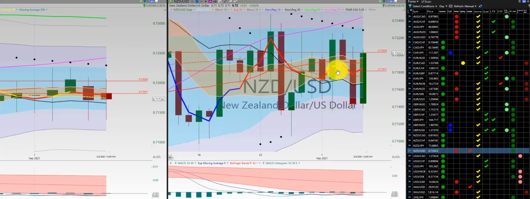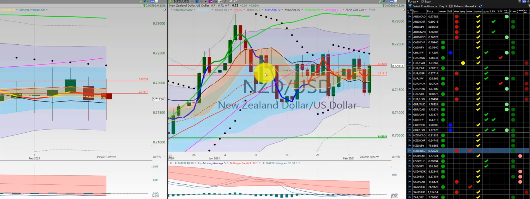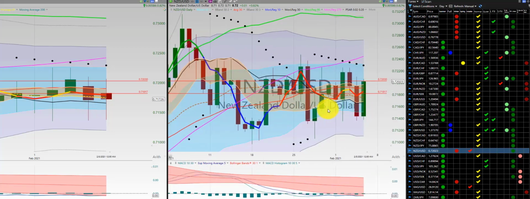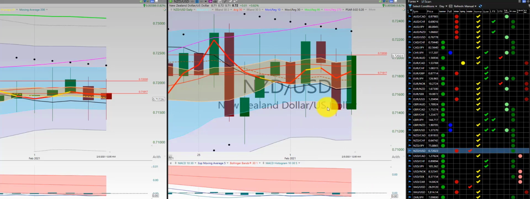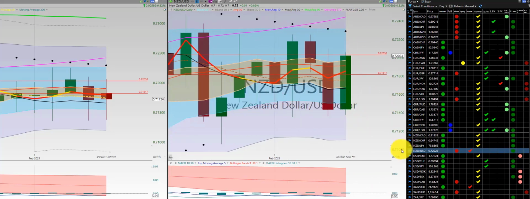All right, a lot of chop. You see the dragon kind of chewed up here, long wicks to the upside and the downside, all hovering around this particular zone. Overall, weekly Heikin Ashi though is up to the upside. You have the RL270 up to the north.